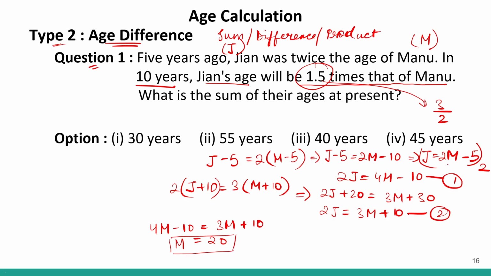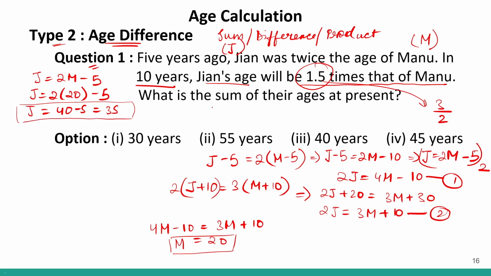Now, if I put this in this equation, J equals 2M minus 5. I am putting the value of M. So if I put the value of M, this will be 2 into 20 minus 5. So 2 into 20 is 40 minus 5, which is 35. So the value of J will be 35.